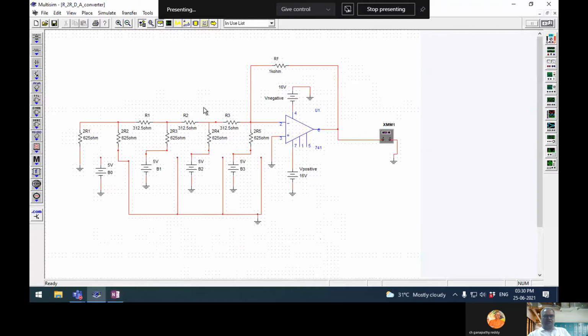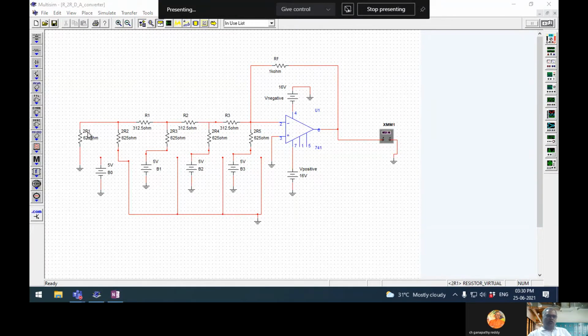Now let us check it. This is already connected, 2R, 2R, 2R, 2R. But Multisim will not take 2R the same; these reference labels should not be the same. So purposefully, there is no way to escape, I have changed them to 2R1, 2R2, 2R3, 2R4, 2R5, like that. 625, 625, 625, 625. This is actually R, but it is not accepting. You can't take all values equal. So R1, R2, R3, but all values are 312.5, 312.5, and so on.